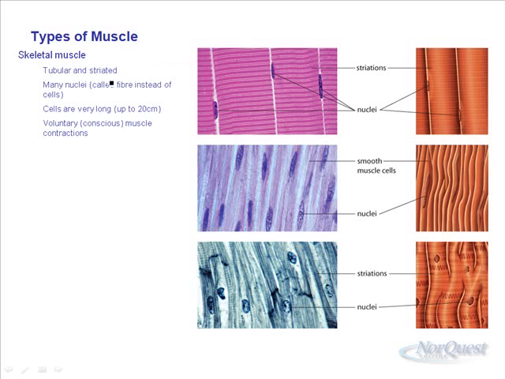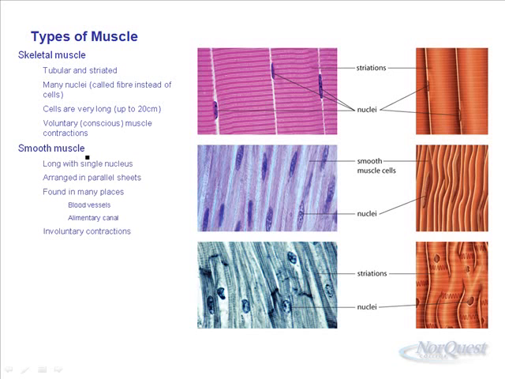Each muscle cell, unlike what we consider maybe in a normal cell, has many nuclei. Most cells only have one nucleus. These cells have many nuclei all the way down each tube. They can be very long. Each cell can be up to 20 centimeters long, and they are controlled by voluntary muscle contractions. So these are the muscles where you have to think about using them before they'll do anything. These are the muscles of your leg, your arms, your chest. These are the muscles that you think about using every day when you think about muscles.